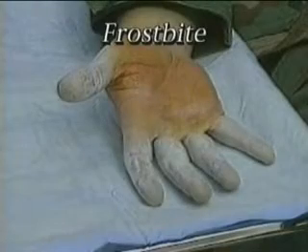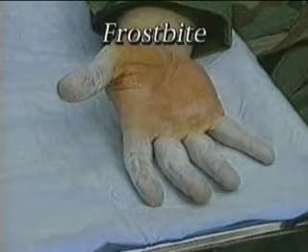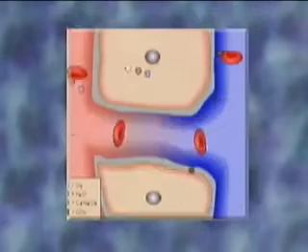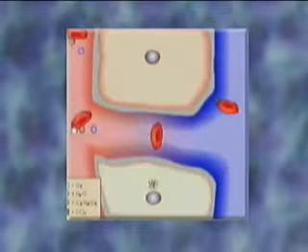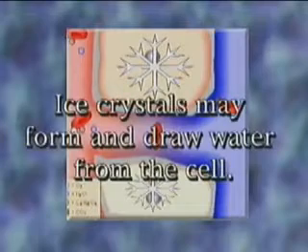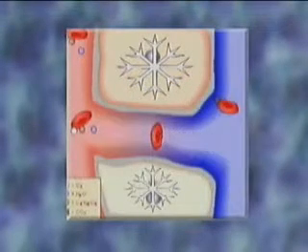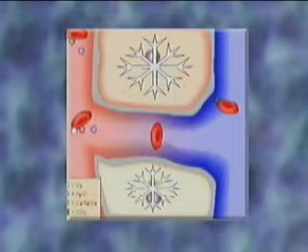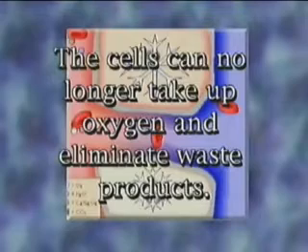Frostbite is the freezing of tissues, which may include the skin, muscles, tendons, and bone. When the cells in tissue freeze, all cellular activity ceases. Ice crystals may form and draw water from the cell. Ice crystals can cause physical damage to the cells. Also, the cells can no longer take up oxygen and eliminate waste products.